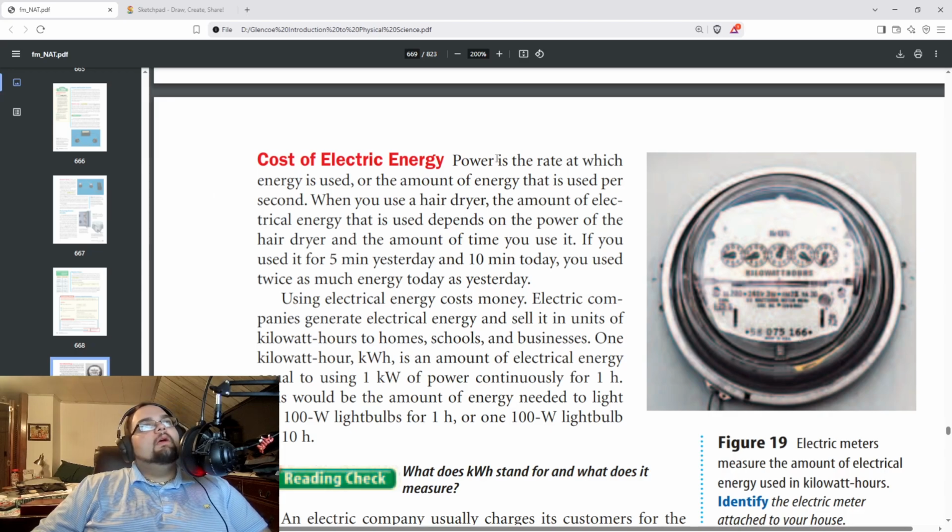Okay. Power is the rate at which energy is used, or the amount of energy that is used per second. When you use your hairdryer, the amount of electrical energy that is used depends on the power of your hairdryer and the amount of time you used it. If you used it for 5 minutes yesterday and 10 minutes today, you used twice as much energy as you did yesterday. Using electrical energy costs money.